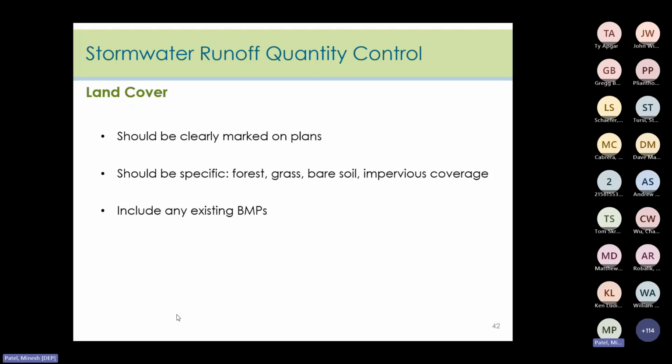The reviewer should be checking land cover next. Land cover should be clearly marked on the plans and be specific to what the land actually is. It should also include any existing BMPs that are on site as well.